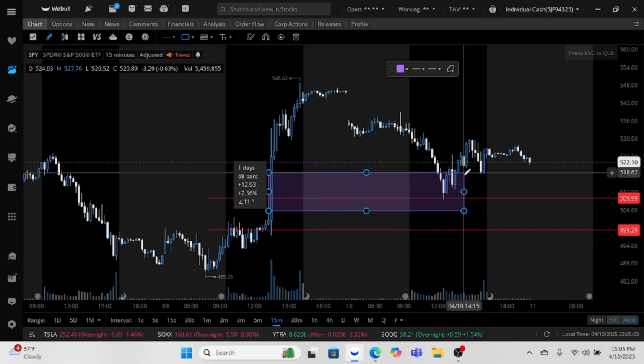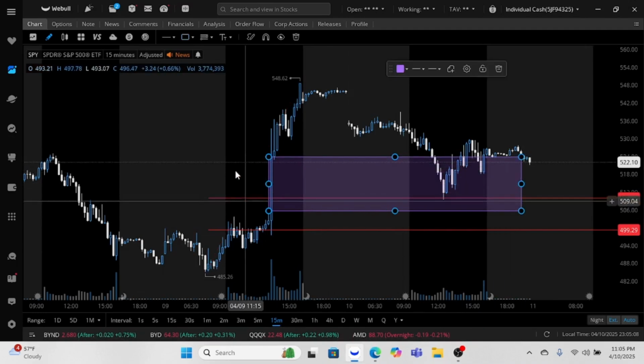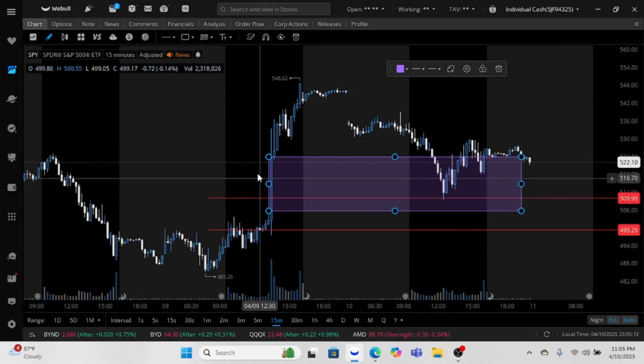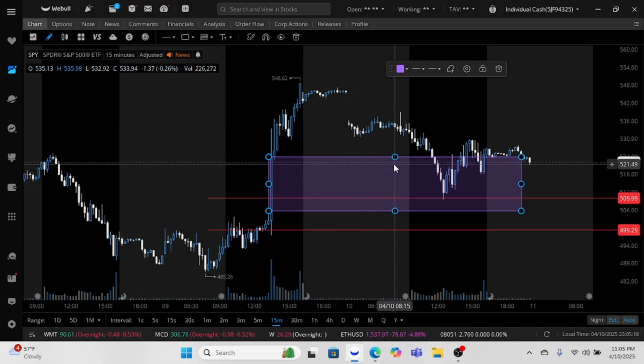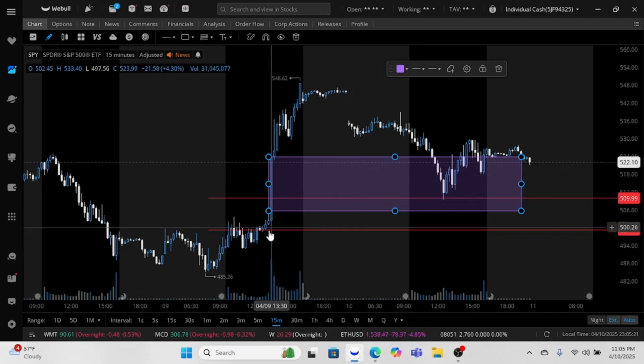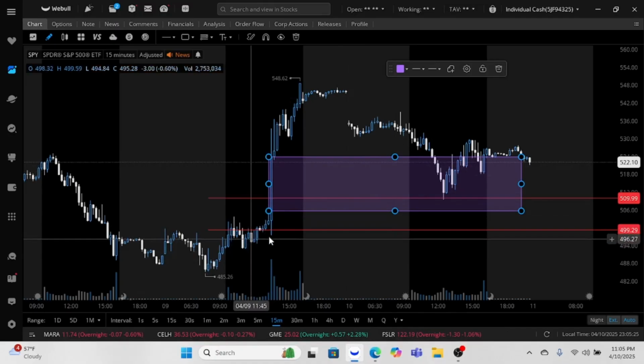Look at this fair value gap. Now that's a pretty wide fair value gap. That's 524 down to 505, about a $20 move. Now where would you enter in this though? This is where the fibs come in handy. This is why you want to pair a fib with a fair value gap or an order block.